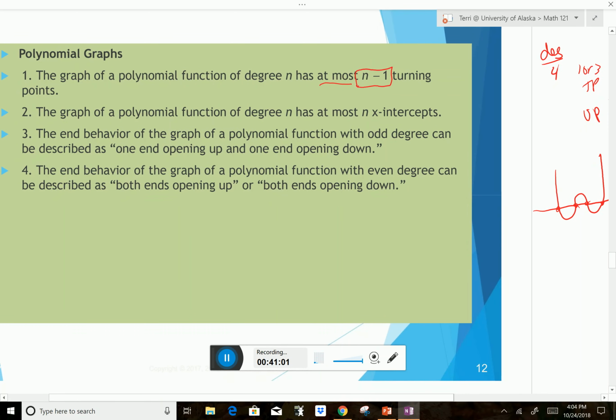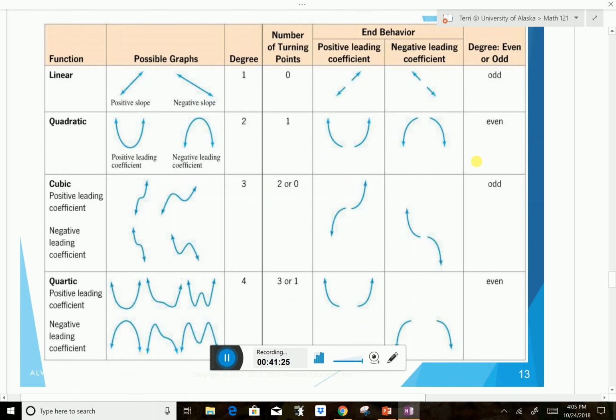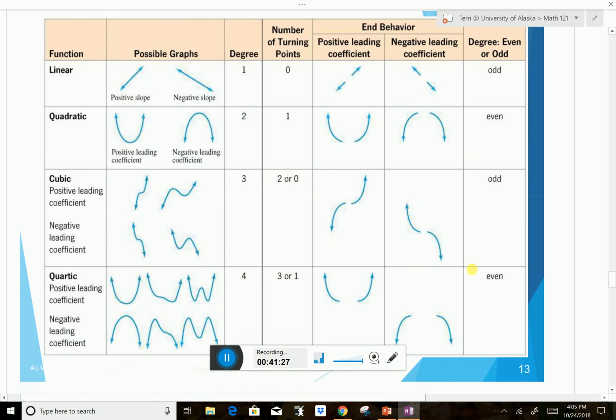And then the end behavior: if it's an odd degree, one end comes up and one goes down. And if it is an even polynomial, both ends go up or both ends go down. And we have at least 1 turning point anytime we have an even degree, because it has to turn around and go back up the way that it came. So here is a chart that helps you with that.